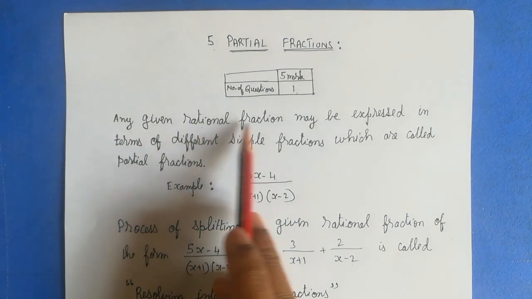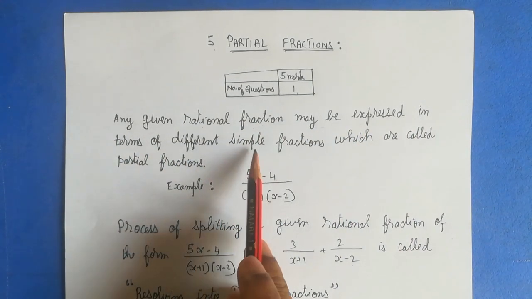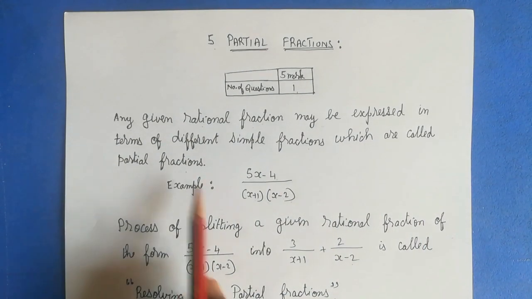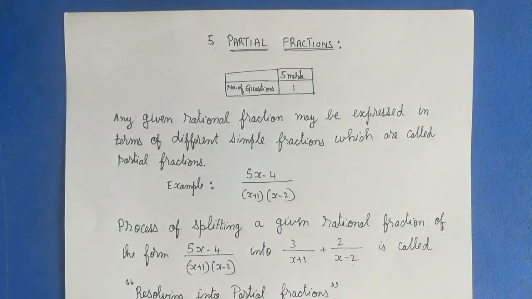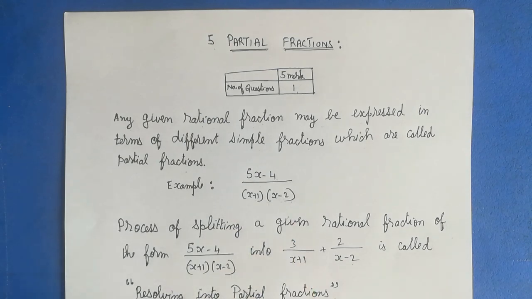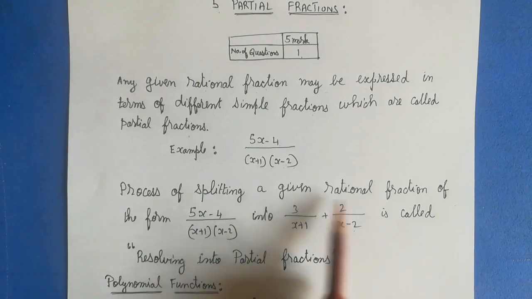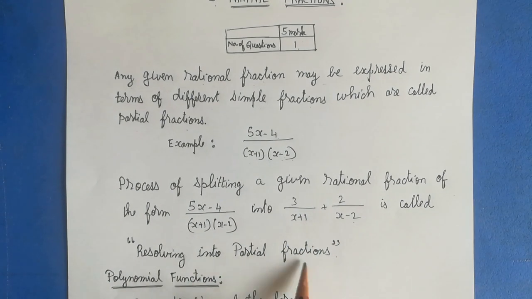Any given rational fraction may be expressed in terms of different simple fractions, which are called partial fractions. Like this simple form, if you write, this is known as partial fraction. If you split this, then that is known as resolving into partial fractions. The process of splitting a given rational fraction of the form from this to this is called resolving into partial fractions.